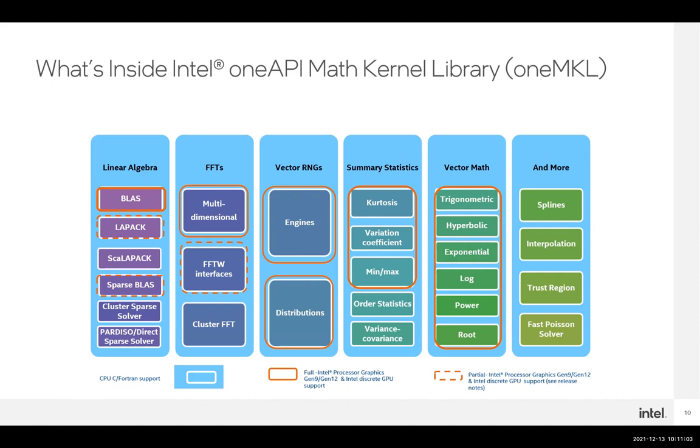As shown in the picture, it has full support for CPUs in all its domains, but limited support for GPUs at this time for Intel GPUs. Four domains, BLAS, FFTs, vector RNGs, and summary statistics, have full support for GPUs, while the others have limited support or no support at all yet. But this is indicated by the color-coded contours that you see in this picture and indicated at the bottom of the slide.